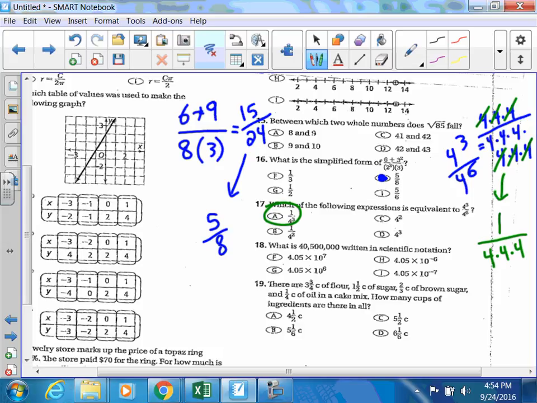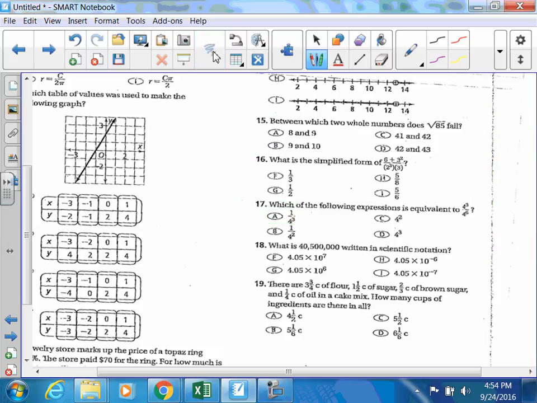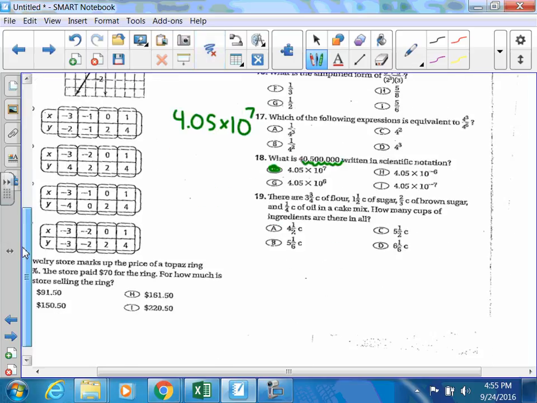Can we write number 18 in scientific notation? This is a really big number here, so if we put it in scientific notation, the exponent on the power of 10 will be positive. We're going to write 4.05, because the number has to be between 1 and 10, and we don't have to list a bunch of zeros after the 5. Times 10 to what power? How many times do we move the decimal? 1, 2, 3, 4, 5, 6, 7. So 10 to the 7th power. Your answer is F.